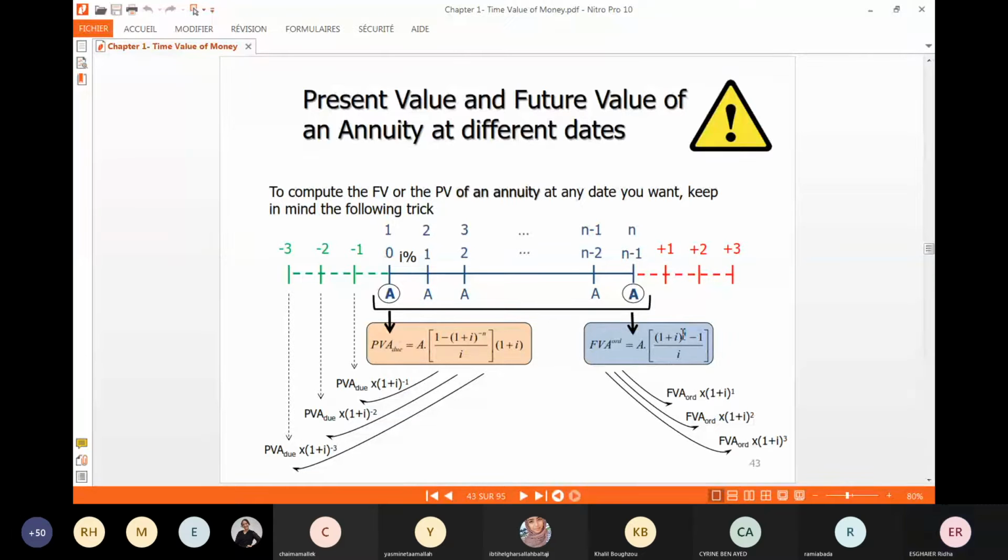Then if the future value that I'm asked to compute, its date coincides with the date of the last A, leave it as it is. But if the future value date is not the date of the last A, it is 1 year after. I gather all of them at the date of the last A, get one amount, and carry it forward one more year.